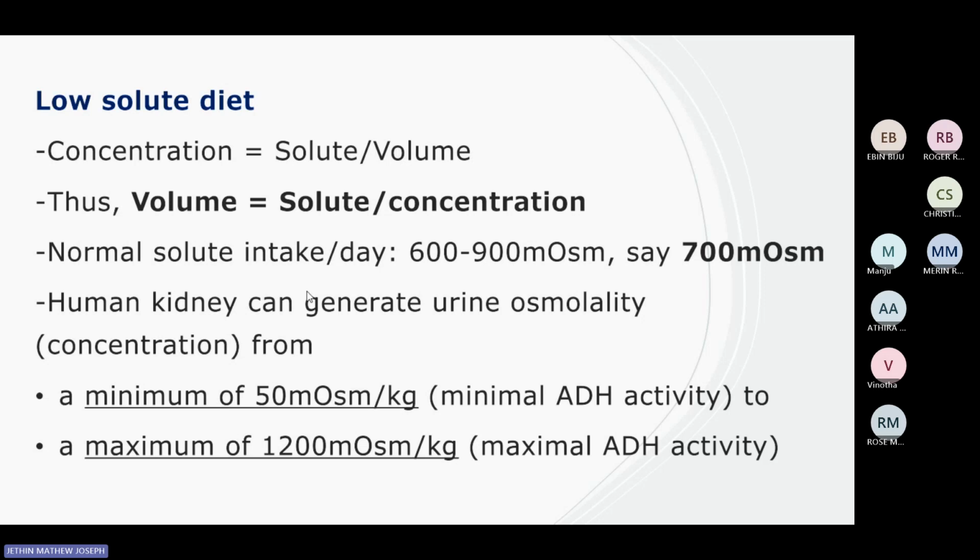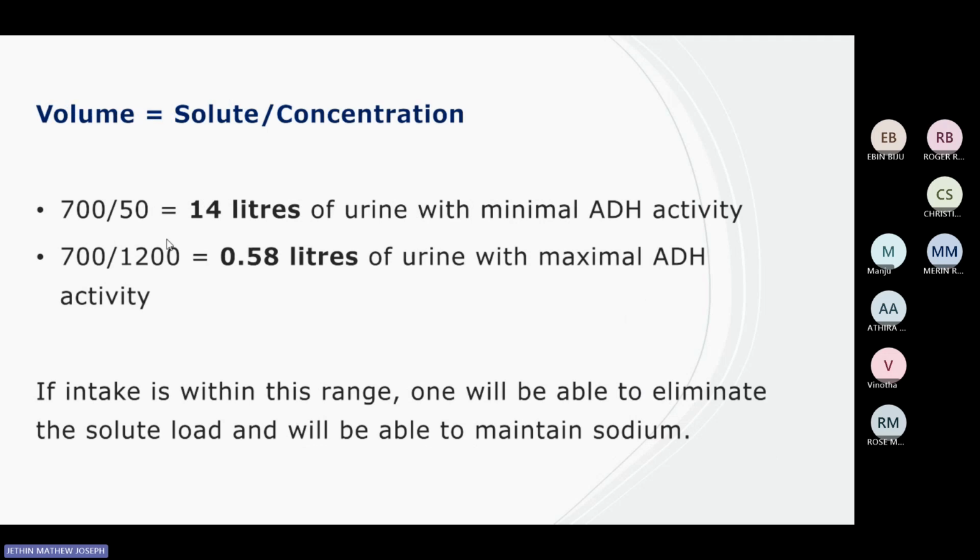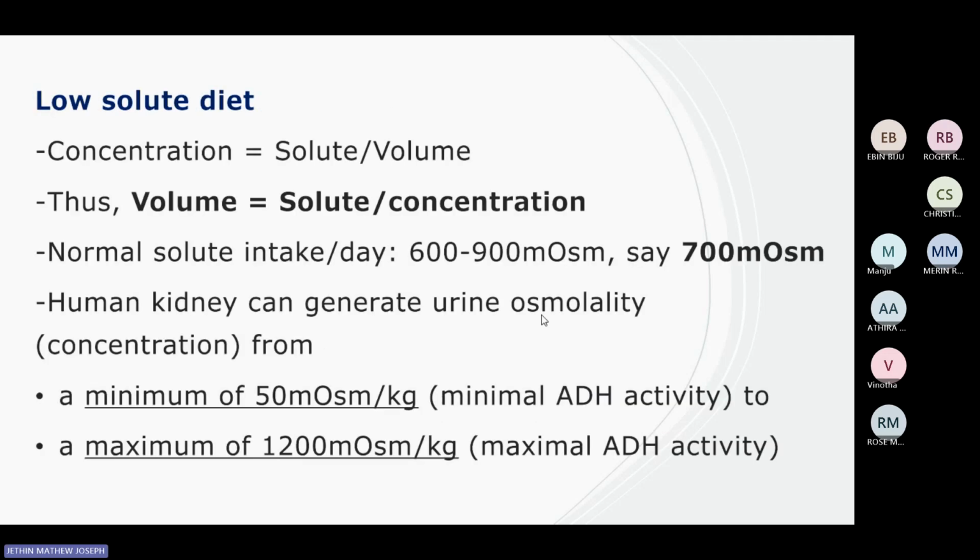We know that the human kidney can generate urine osmolality from a minimum of 50 to a maximum of 1200. So the kidney can produce the most dilute urine, a urine osmolality of 50, with minimal ADH activity, and the most concentrated urine the kidney can produce is 1200 at maximal ADH activity. So we'll insert these values into the formula.